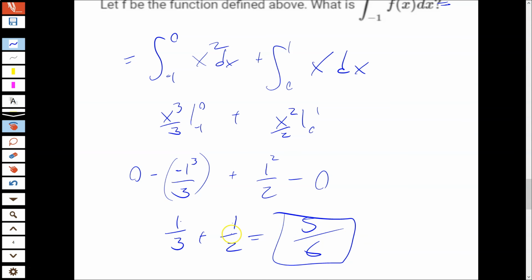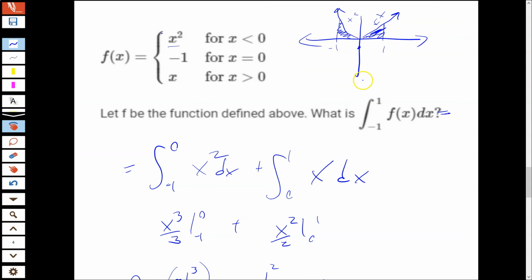So there we go. So it's always a fair move to break an integral into pieces like that. And when you have a piecewise function, that's what we're going to do, and we're going to do that based on the domain of each piece.